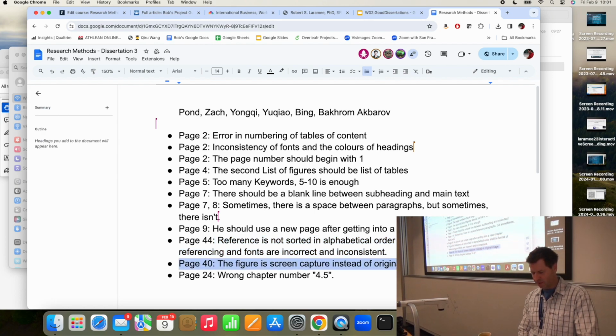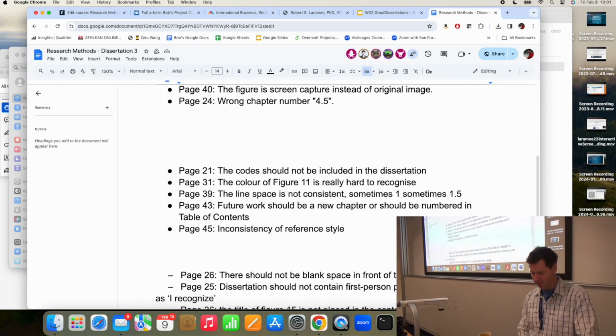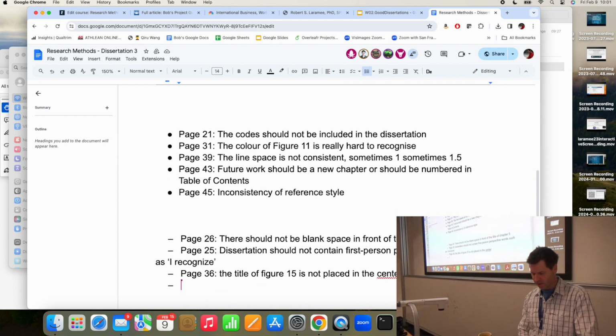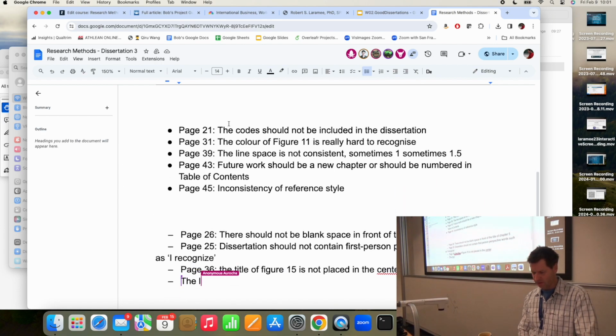So figures could be screen captures, or they can be the original image. Both are possible. Yeah, so incorrect chapter number. Oh, okay, more. Code should be encoded. Okay, yes, that's correct. Let's see if I can catch up, or who can go faster, the reading or the writing? Yes, that's true. Color has to be carefully chosen, right?